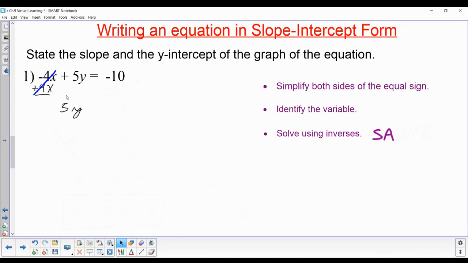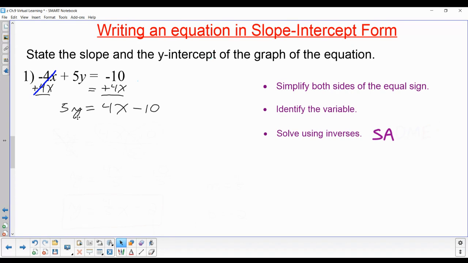Now there is a rule in mathematics called the equality property. It uses the equal sign. The equality property says whatever you do to one side, you have to do to the other. So if you're going to add a 4x on the left, you must add 4x on the right. So we have negative 10 plus 4x. I am going to use the commutative property here a little bit and switch it around and write 4x plus negative 10. 4x minus 10 is the same thing. My equal sign follows down.